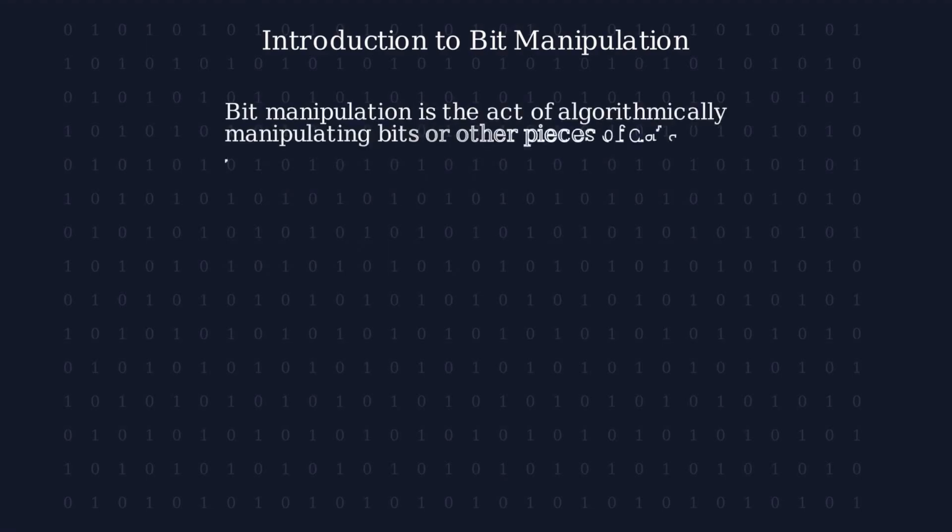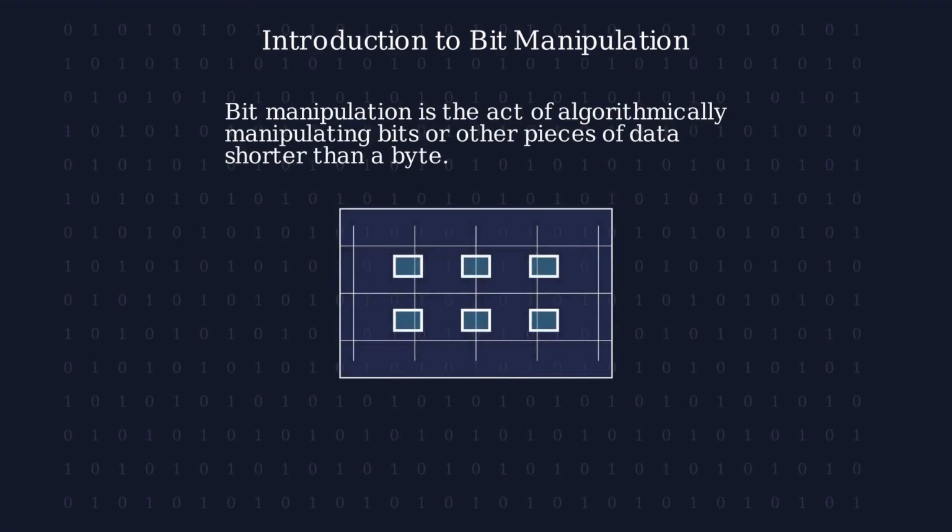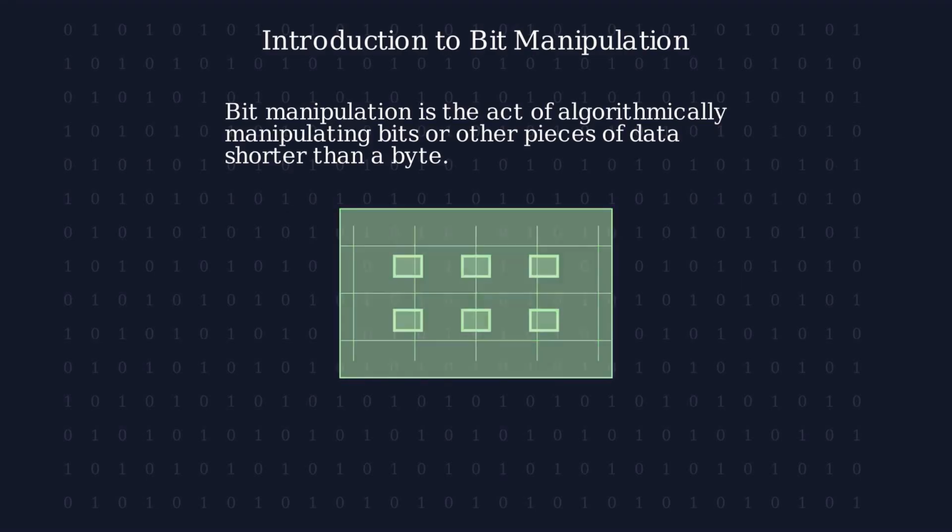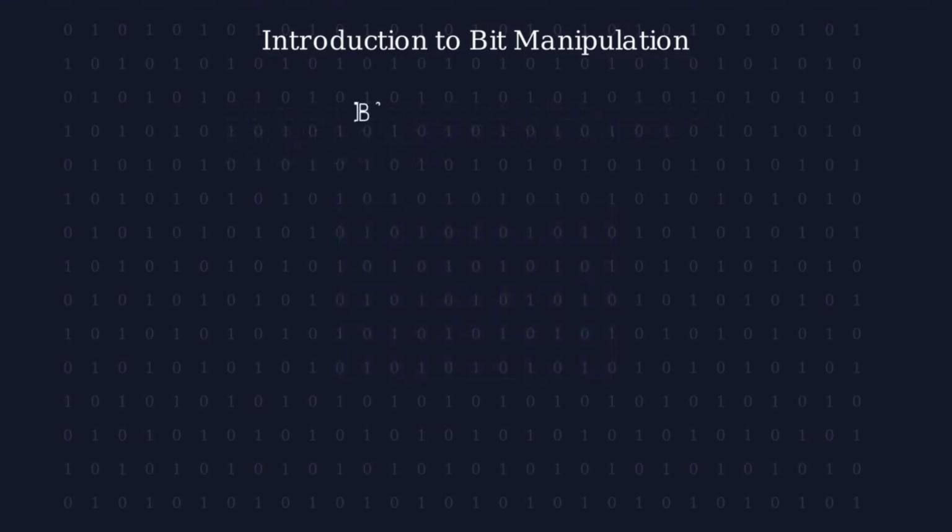Bit manipulation is the act of algorithmically manipulating bits or other pieces of data shorter than a byte. These operations are extremely efficient because they're directly supported by processor hardware. In programming, we can perform operations directly on these bits using bitwise operators.